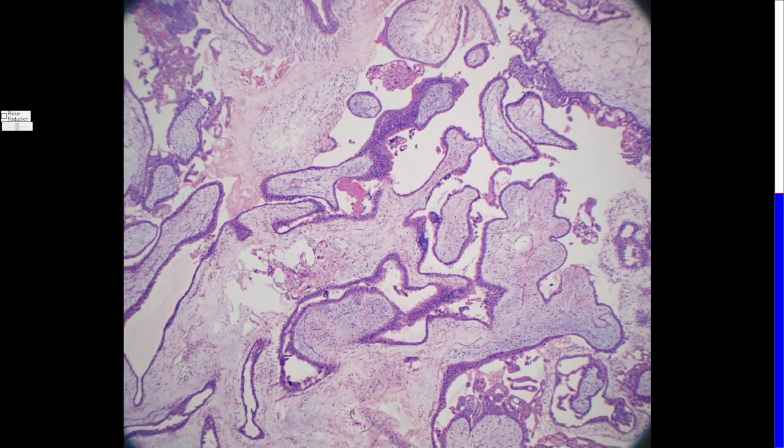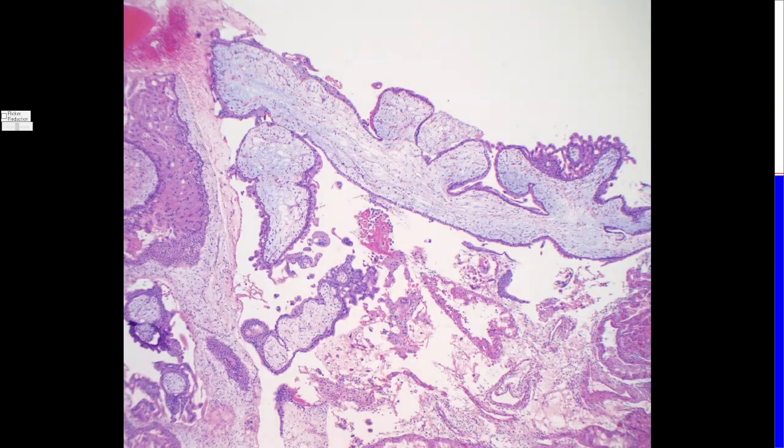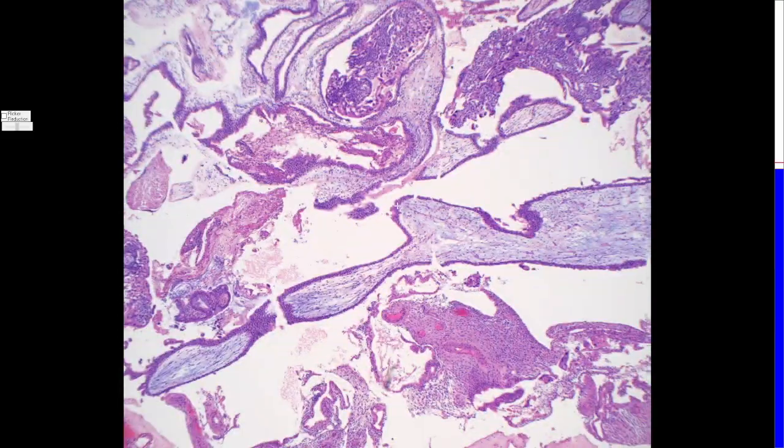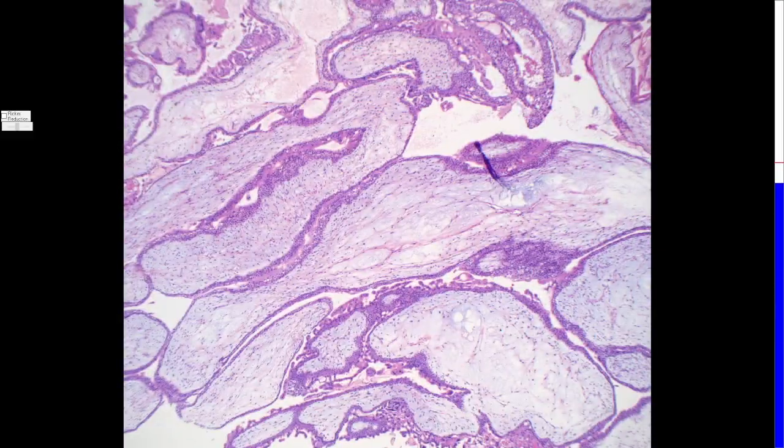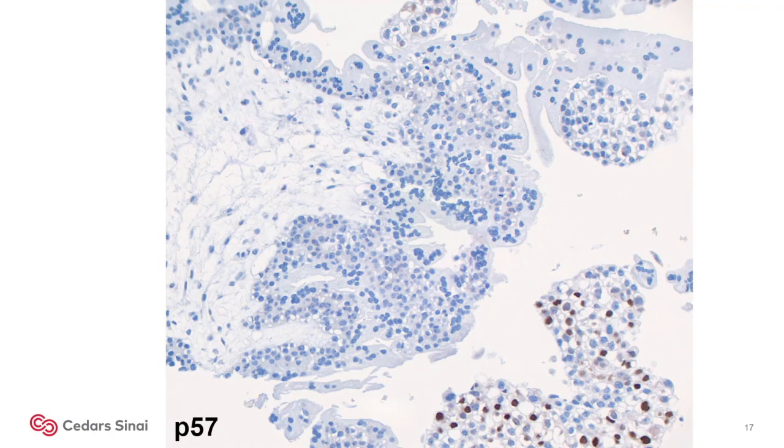And we also should see trophoblast inclusions and pseudo inclusions. Let me see if I can find one here to show you. But despite the fact that you don't really need ancillary tests to diagnose complete mole, immunohistochemistry for P57 is used in many places, and it is helpful.